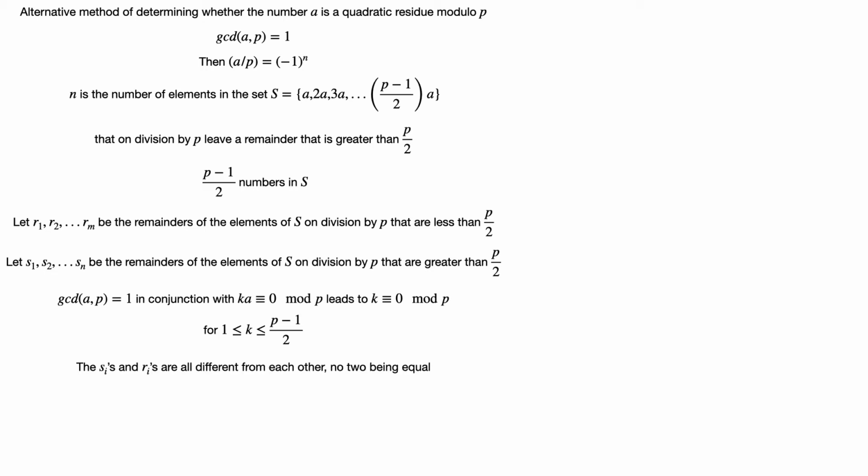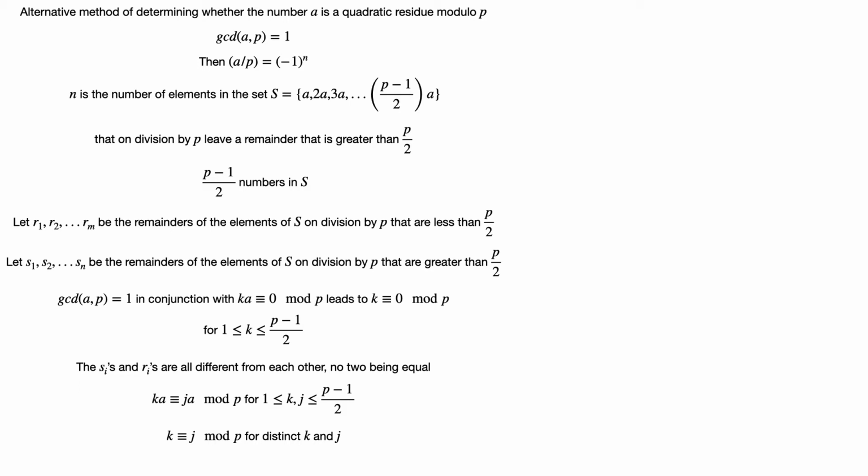The si's and rj's are all different from each other, no two being equal. This is since the GCD of a and p equals 1, and so the condition ka congruent to ja mod p for k and j between 1 and (p-1)/2 inclusive leads to the requirement that k is congruent to j mod p for distinct k and j, which is ludicrous.